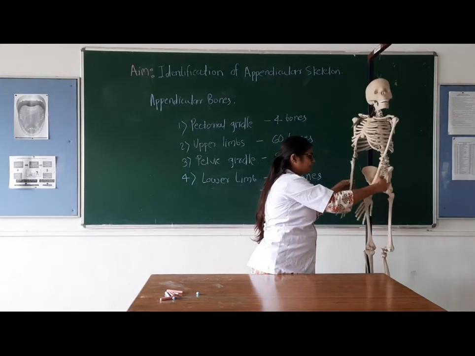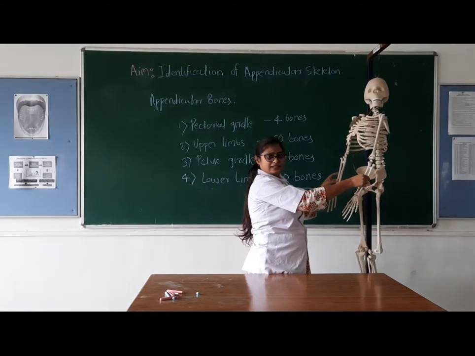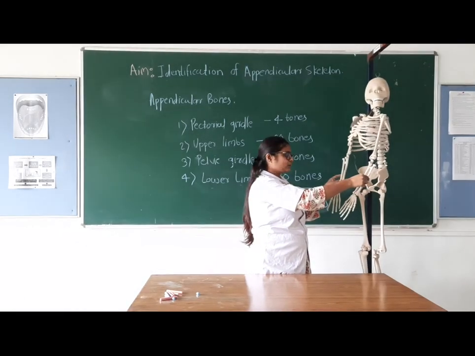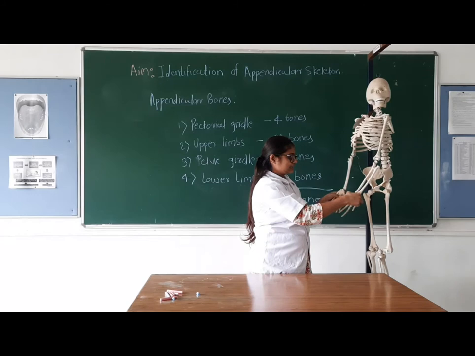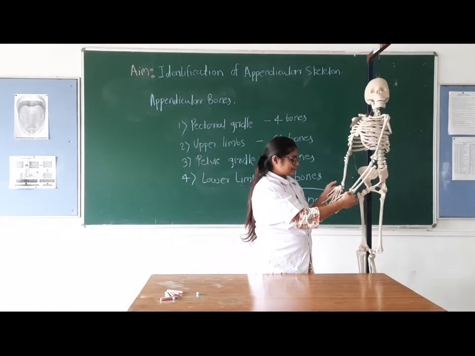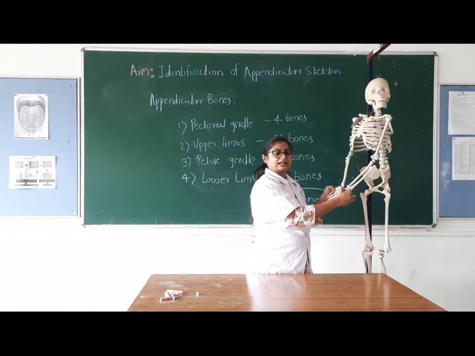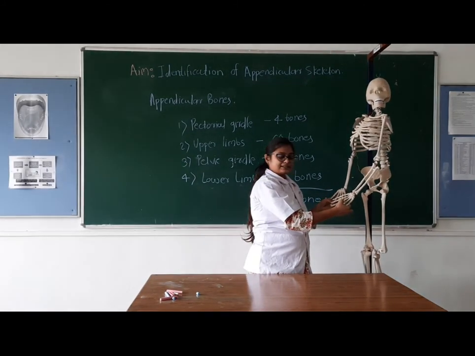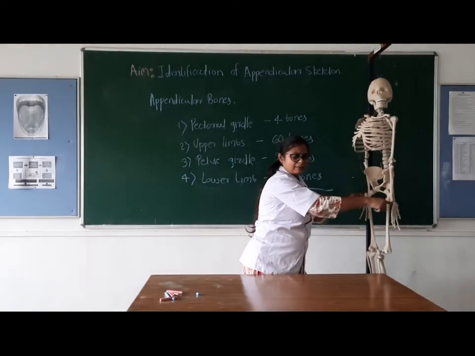Next one, these are the radius. Okay, both sides contain 2 radius bones and the 2 ulna. Next one, they contain the carpals, 16 bones, metacarpals contain the 10 bones. Okay, and the phalanges contain the 28 bones. These are the upper limb.